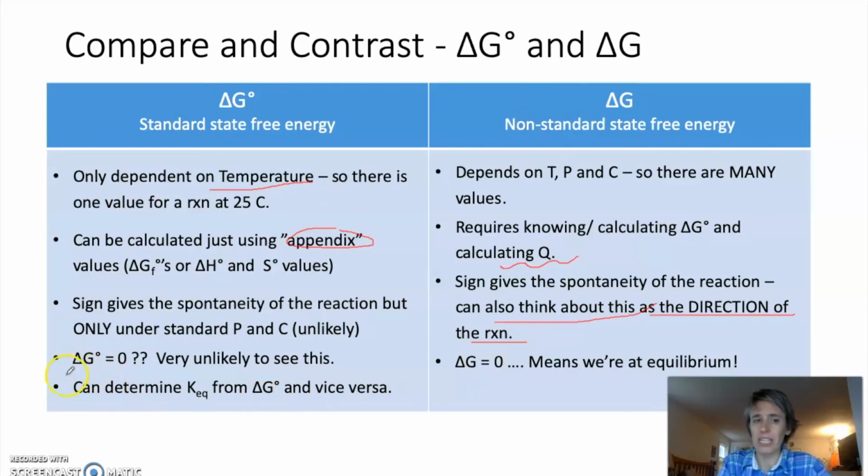And finally, one other place to compare here: what is the value of zero meaning? Well, for standard state free energy, you're really not very likely to see a standard state free energy at zero. There are not reactions where it just magically adds up to zero. But if your non-standard state free energy is zero, that has a very important meaning: the system is at equilibrium, which is not uncommon. And then one last cool thing that we just demonstrated is that we can get equilibrium constants from standard state free energy and vice versa.